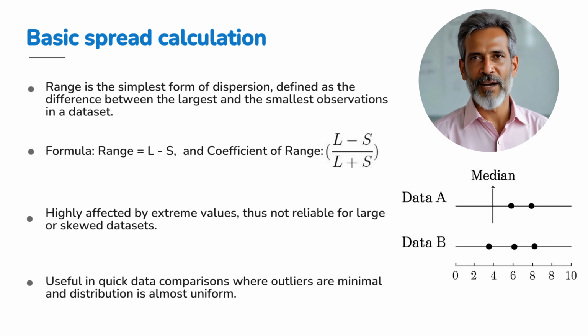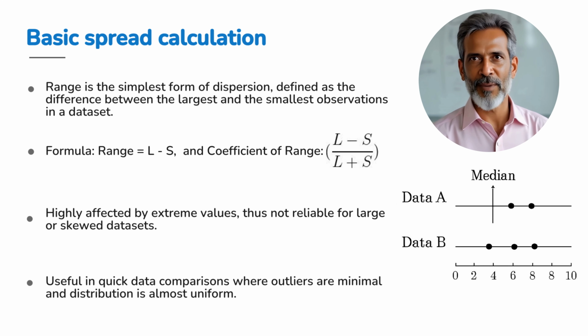But here's a caveat. Range is highly affected by extreme values or outliers. For example, if there's just one very large or very small number in your data, the range might be misleading. So for data sets that are large or skewed, range might not be the best measure. However, range is quite useful for quick comparisons when outliers are minimal and the data distribution is almost uniform.